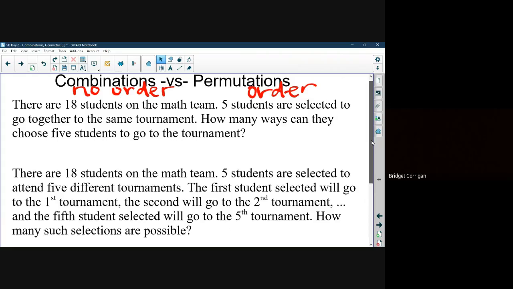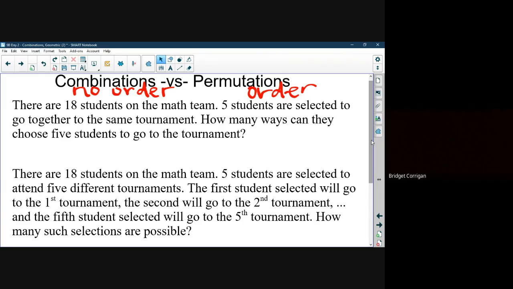Okay, so for example, if we look at these first two, there's 18 students on the math team, 5 are selected to go to the same tournament. How many ways can the 5 students go to the tournament? So they're all going to the same tournament. Doesn't matter what order they're selected in, you're just selecting 5 out of the whole 18. So since order doesn't matter in this one, this is going to be a combination. Out of the 18 total students, 5 of them are going to be chosen. Doesn't matter what order they're chosen in, they're all going to go. If they're chosen, they're going to go, right? So then you can put that in your calculator.